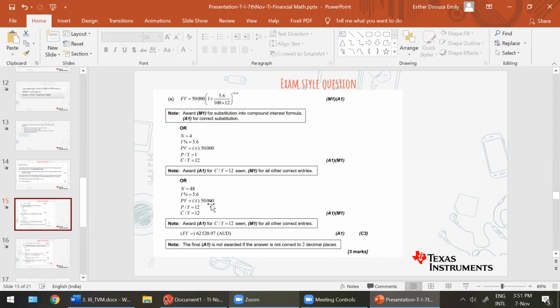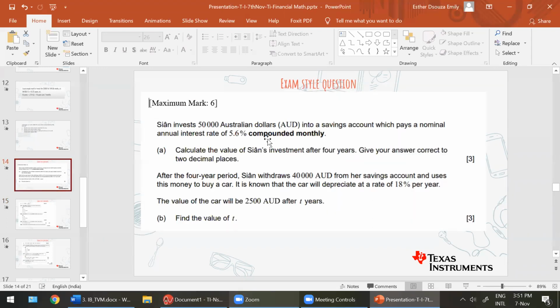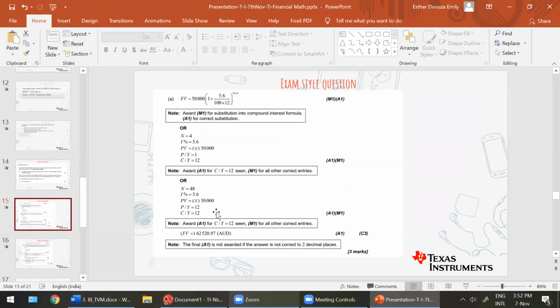You can type it out in two ways. This is what I was telling you. The safest way is to follow the second way, always, because it is compounded monthly. If you can understand the transition between the variables, you're free to use the first method as well. But I wanted to show you both ways, and you can see that the compounding periods per year is 12.